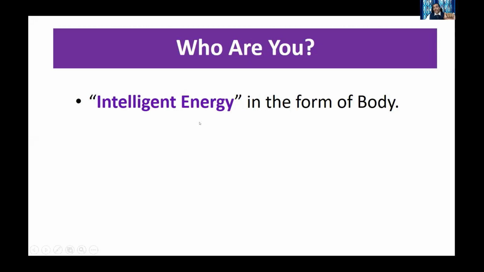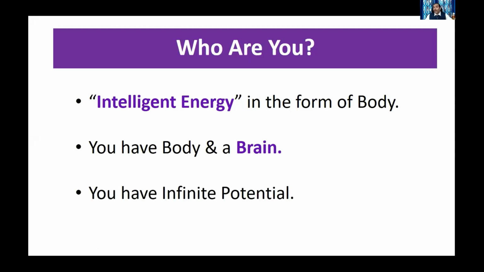You're an intelligent energy in the form of a body, and you have a body and a brain. Yes, I'm making a subtle differentiation between the body, the mind, and the brain. You will understand why I'm saying that. And you have infinite potential. You have infinite potential, because if you have 100 billion neurons, and two neurons come together and fire together, that's called Hebb's law.